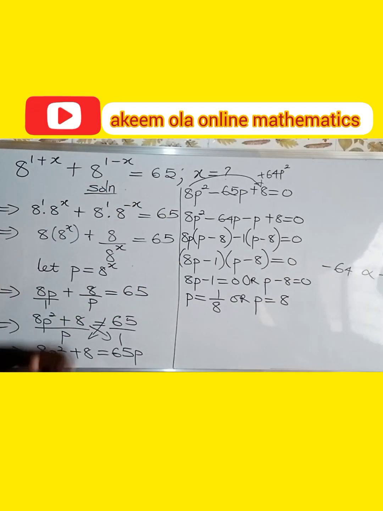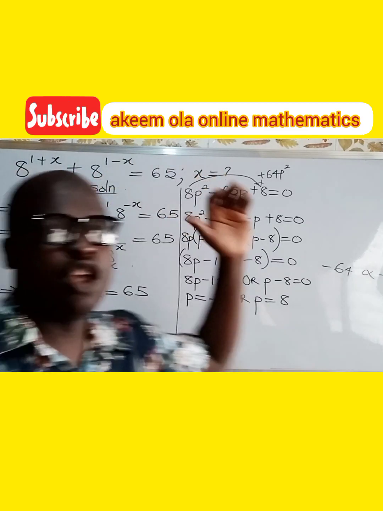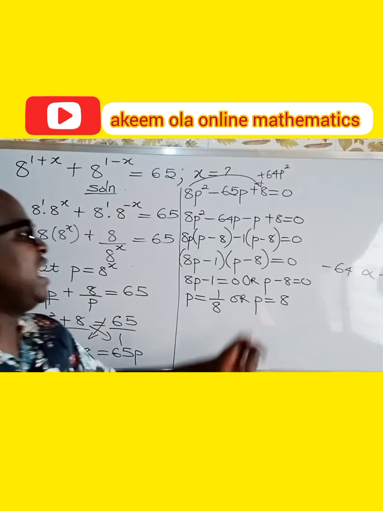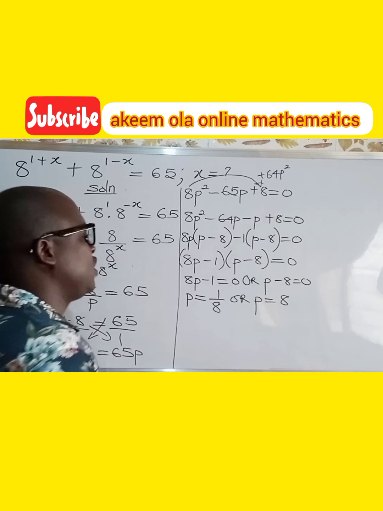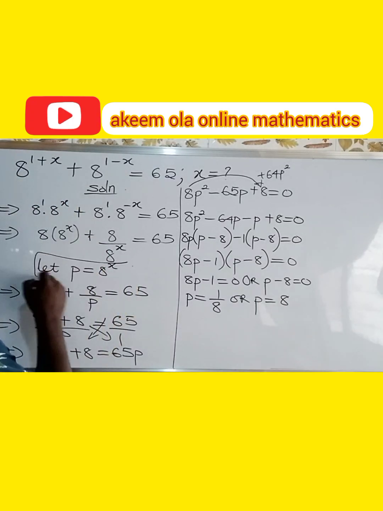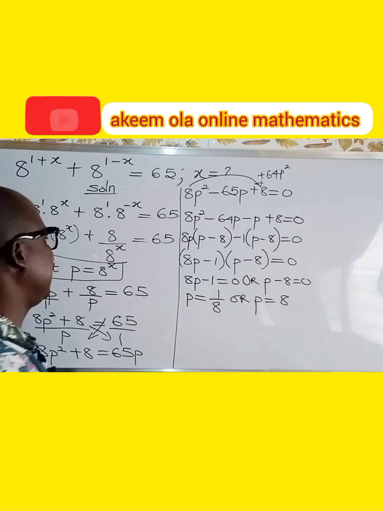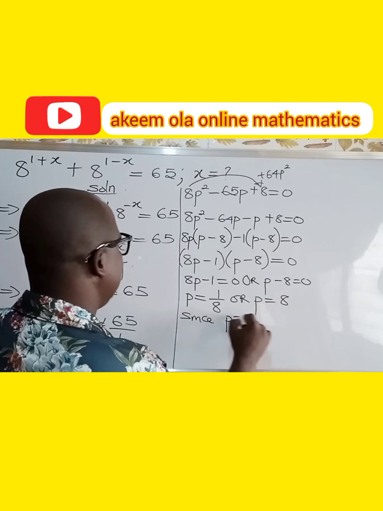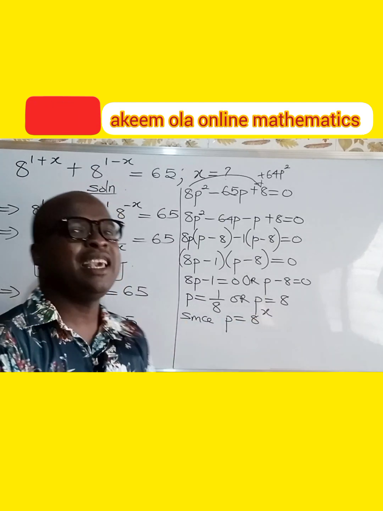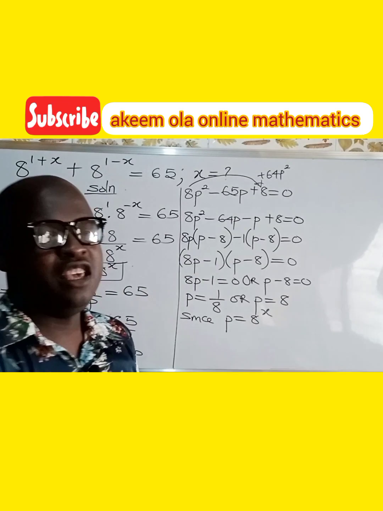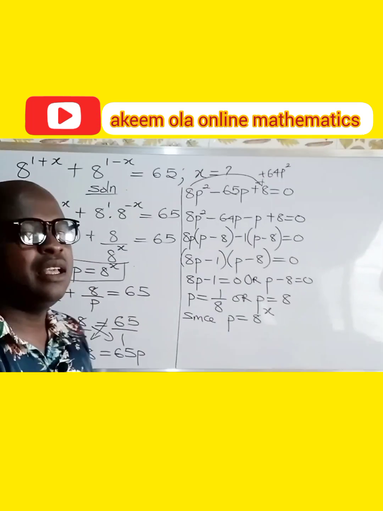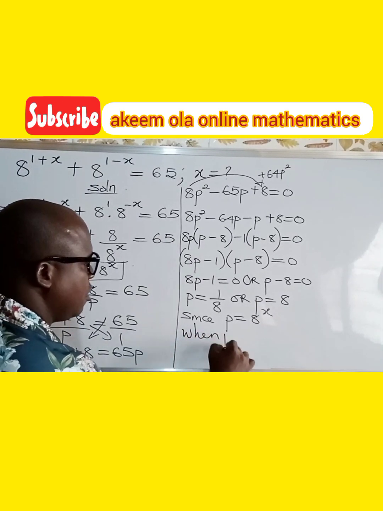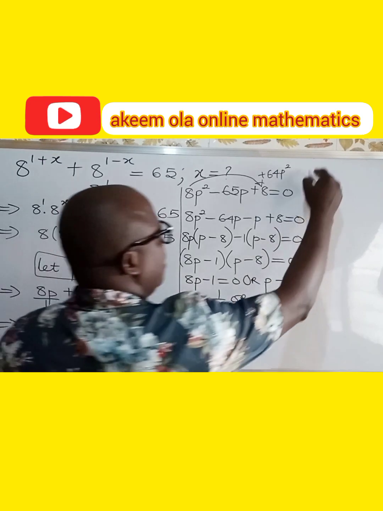But if you check the question from the beginning, p is not part of the question. We are the one that introduced p. So we have to look for the relationship between p and the letter that is actually used in the question. So I have to go back to where I have let p is equal to 8 raised to power x. Since p is equal to 8 raised to power x, I'll now be taking the values of p one after the other.